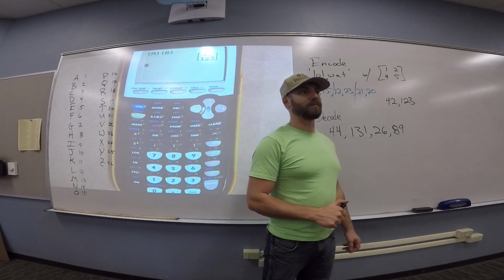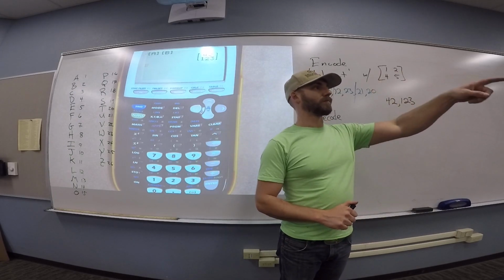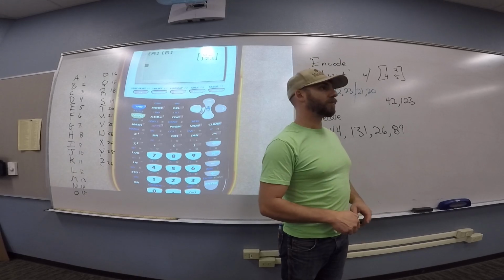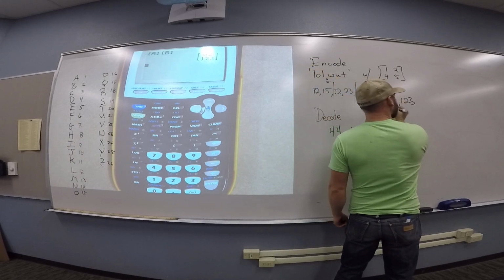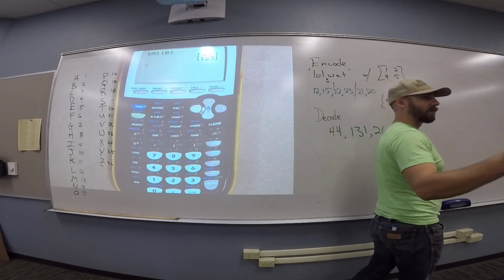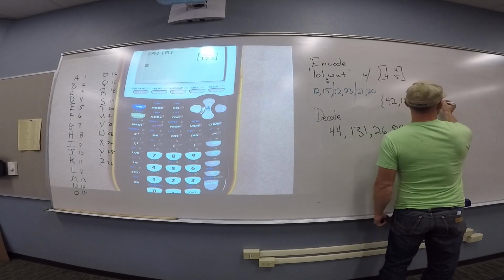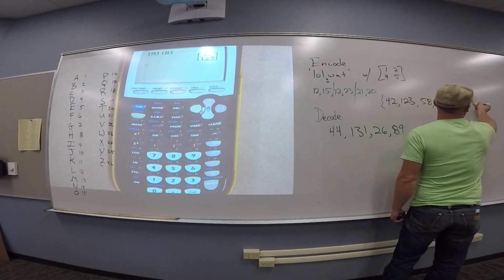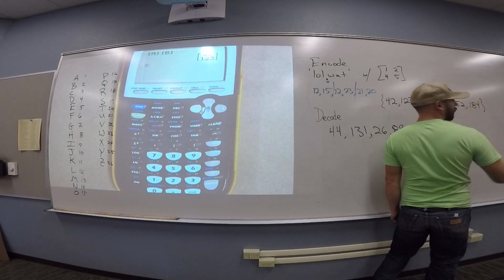Wait, you leave it like that for your answer, 42, 123? Yep. So your answer is going to be some numbers. They're going to be 42, 123. What's your next step? 58, 163. 52 and 184. I'm going to trust you.